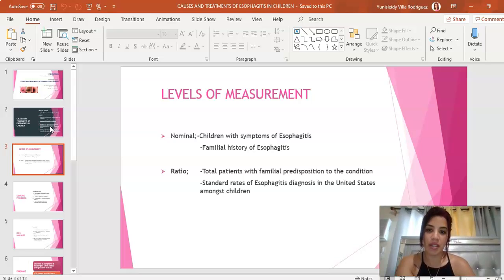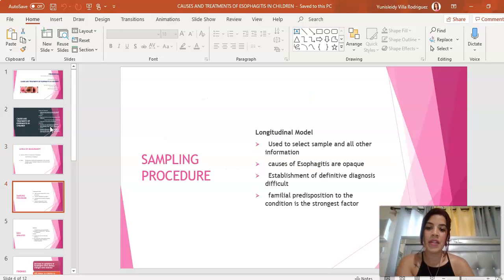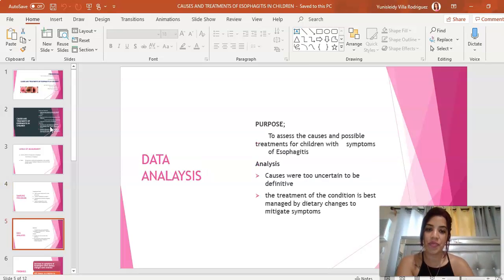Levels of measurement. Nominal: children with symptoms of esophagitis. Ratio: total patients with familial predisposition to the condition. Standard rates of esophagitis diagnosis in the United States among children. Sampling procedure: used to select the sample and all other information. Familial predisposition to the condition is a stronger factor.